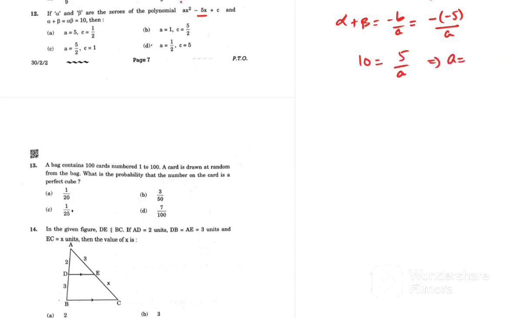Therefore from here we can say a is equal to 1 by 2. Right? So a equals 1 by 2 is the answer. Now in all the options you can check where a is 1 by 2. So D. So you don't have to solve for C. So D is the correct answer. Okay. Moving on to the next one.